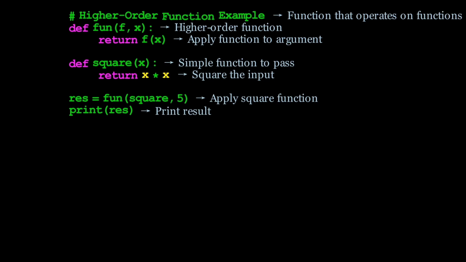Here we see a simple higher-order function. Our function fun takes two parameters, a function f and a value x. We call fun(square, 5). We are passing the square function as an argument, which then gets applied to the value 5. This ability to manipulate functions as objects is the foundation upon which decorators are built.